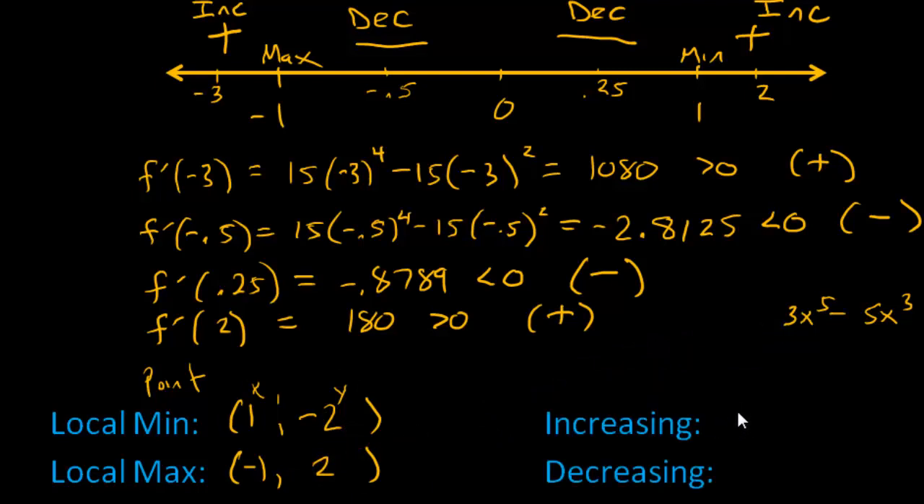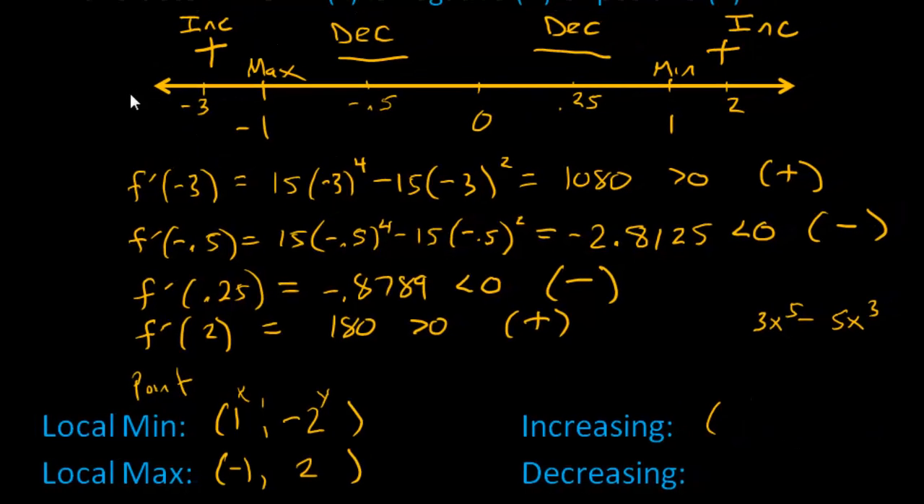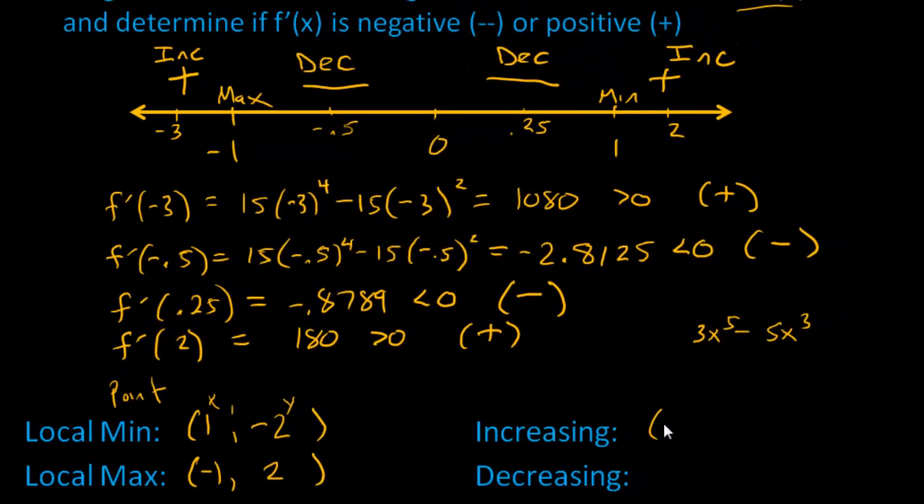We are increasing and decreasing. It's good to write down these intervals. So up here we see that we're increasing from -infinity all the way to -1. And we continue increasing from 1 to infinity. We're decreasing from -1 to 0, and then again from 0 to 1.